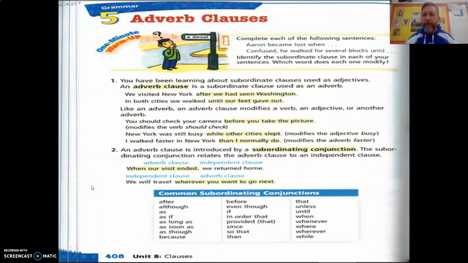Hi class, we are going to learn about adverb clauses today. Lesson 5, Unit 8, and let's get right to it. Please open up your books to page 408.